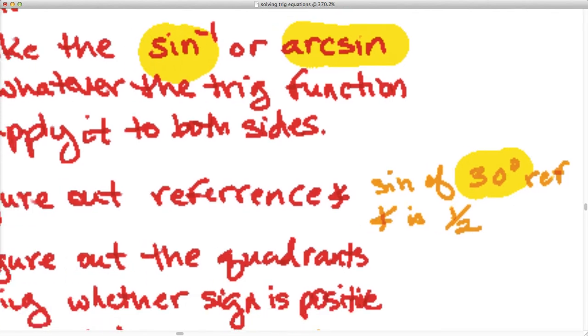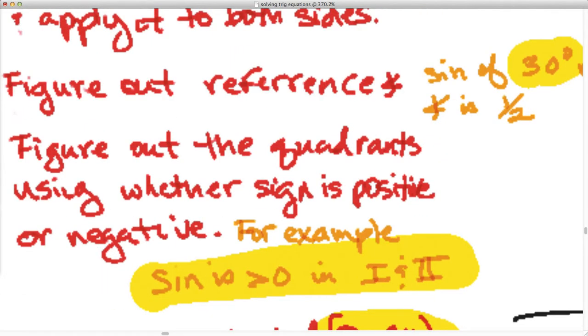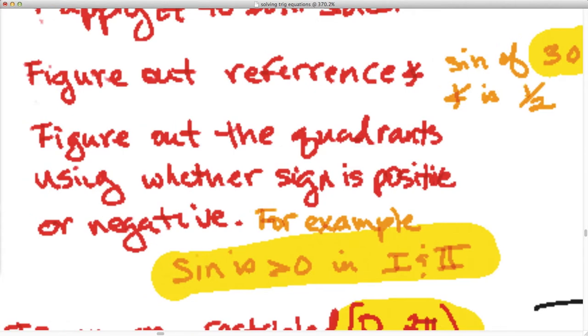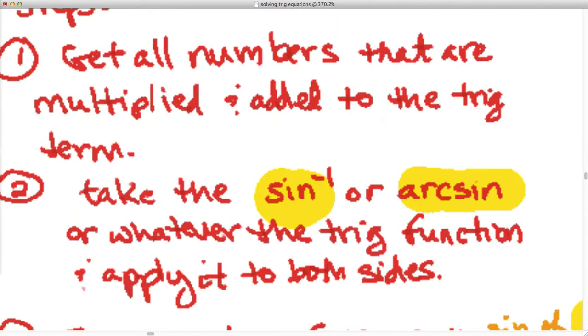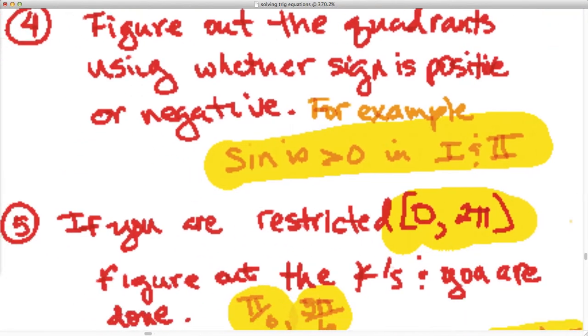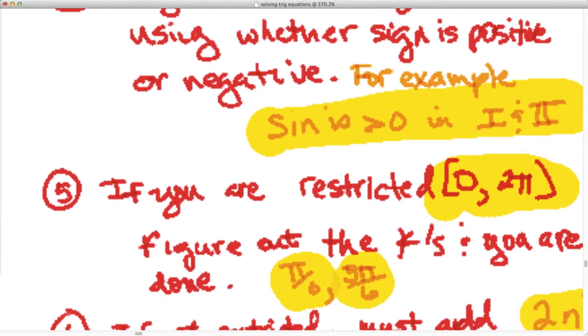And then on the right side you're asking yourself what reference angle has a sine of 30 or cosine of 45, whatever you're looking for. Then figure out what quadrant you're in depending on the positive or negative sign of what's after the equal sign on the other side of theta. And once you figure that out, if you're restricted between 0 and 2 pi, you're pretty much done. You just find your two angles.